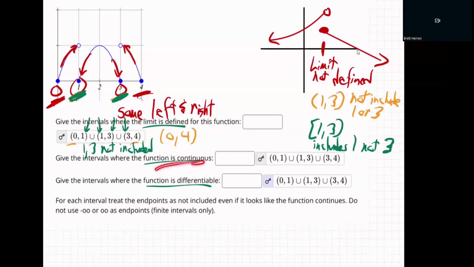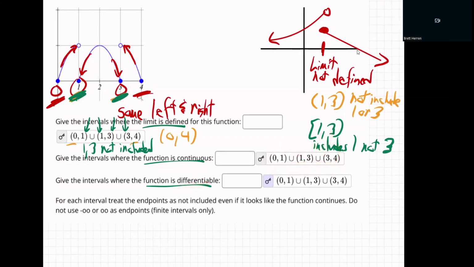All right, next question. Continuous. You know what that means. It just means you don't pick up your pen, right? You draw, draw, draw, draw. Whoop, got to pick up my pen. So right there at 1, it wasn't continuous. And then same thing at 3, got to pick up my pen. Same answer, because at 1 and 3, it's not continuous. So that's all the numbers from 0 to 4, but not including 1. See, 1's not included and 3 is not included.